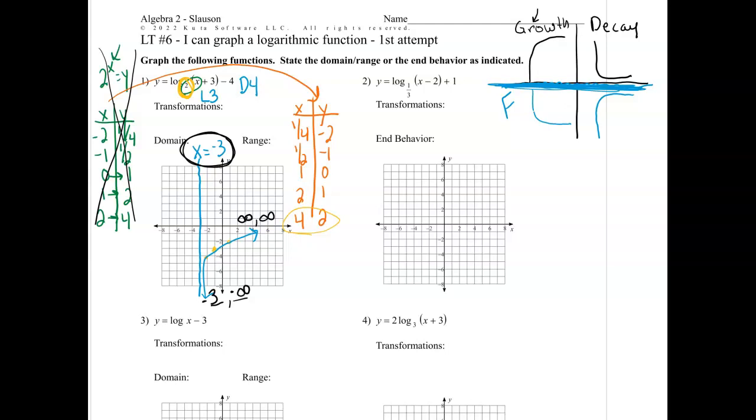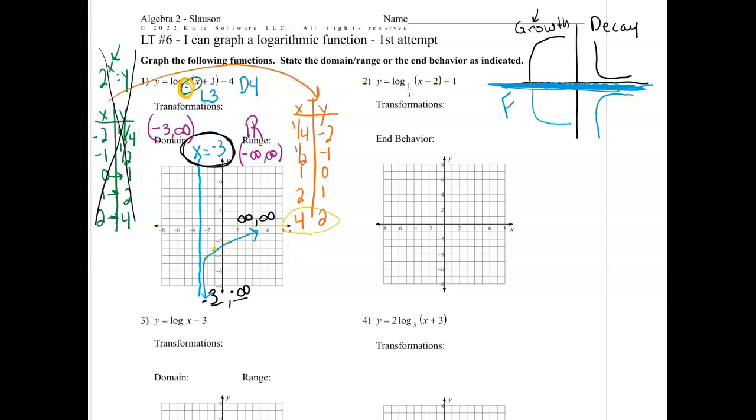And now when it's time for my domain, the domain is going to be -3 to infinity. And the range is going to be all real numbers, this funky R, or you could do the infinities if you want, but just don't forget your parentheses. All right, and the transformations I did indicate with that left 3 and that down 4. All right, let's go to number 2.